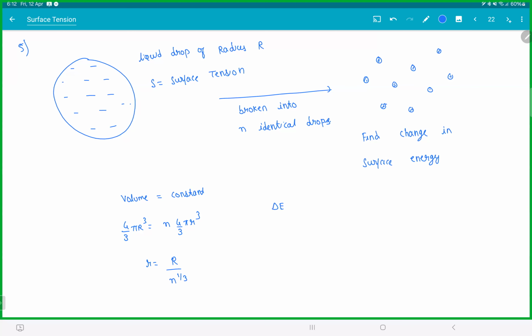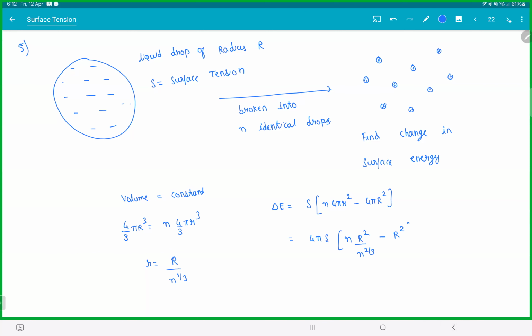So change in energy will be surface tension into, remember there's only one surface, don't put 2 here, into change in surface area. So this will be n into 4 pi small r square, that's the total surface area, minus 4 pi capital R square. You have to take the surface area of each bubble. So this will be 4 pi S into n into r square, which will be R square by n power 2 by 3. You guys forgot to take that n, I guess. You should take the total surface area of all the small drops.